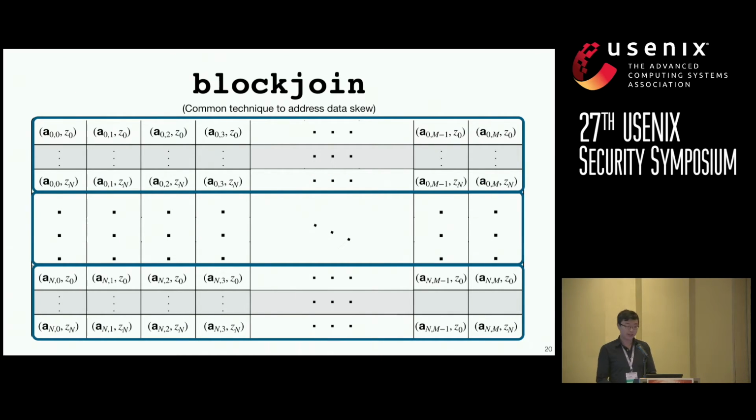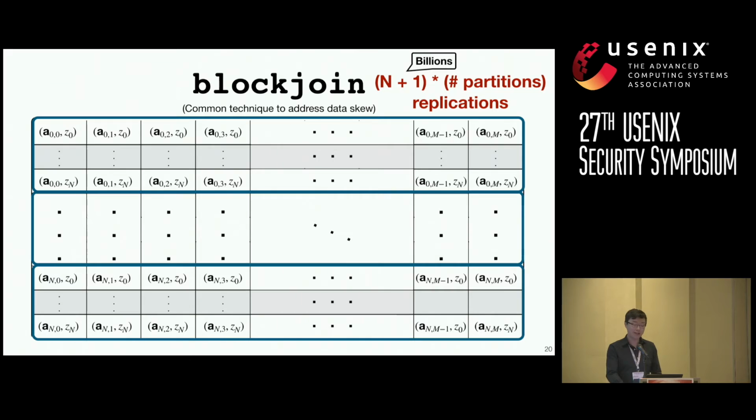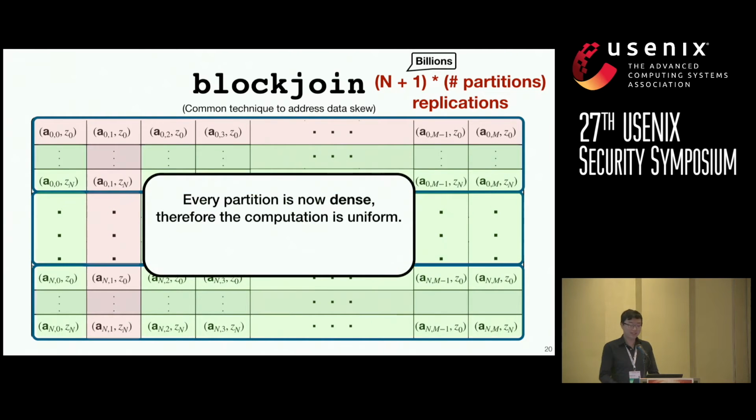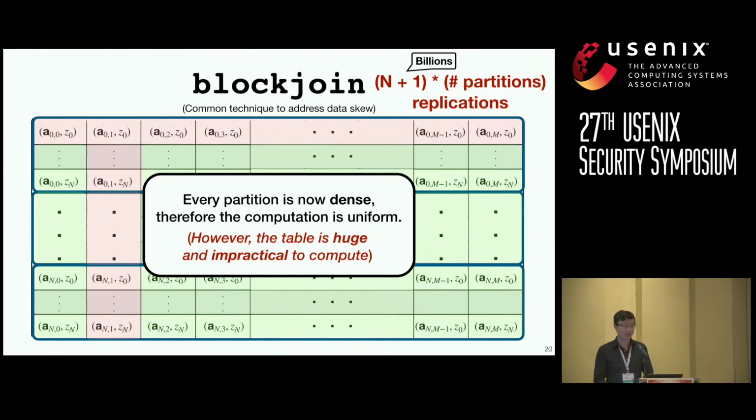Now, at first glance, this table looks quite large, and indeed it is. Block join has performed n+1 times the number of partition replications. And recall that n+1 here is in the billions. So every partition is dense, and so we could say that, hey, maybe the computation is uniform. That's actually true, but the table is also now huge and impractical to compute. So this doesn't work for our system.